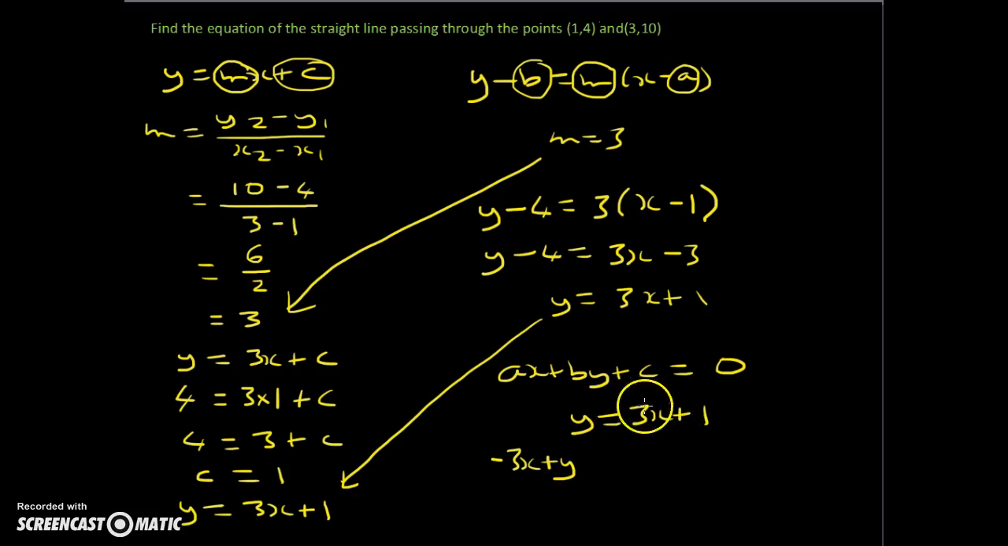Let's move the 1 over. So it's plus 1, change side, change sign. Negative 1 equals 0. And it's in this form. So that may look confusing, but all it is, it's a case of just putting all the terms on one side and making them equal to 0.